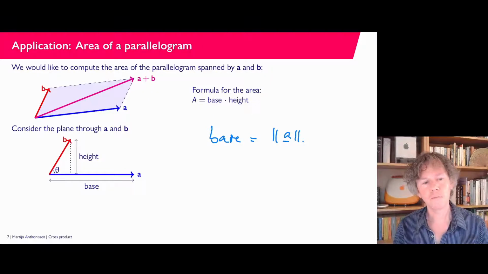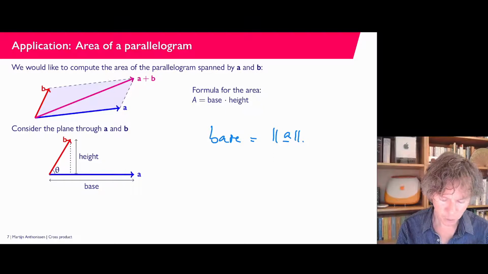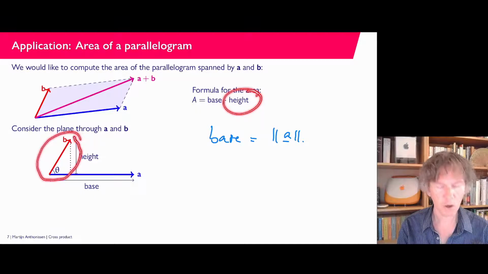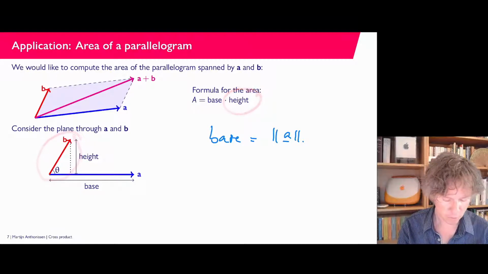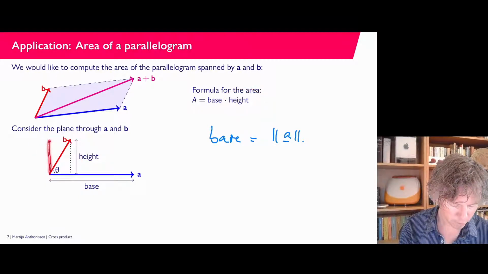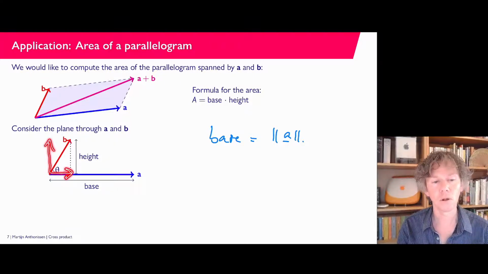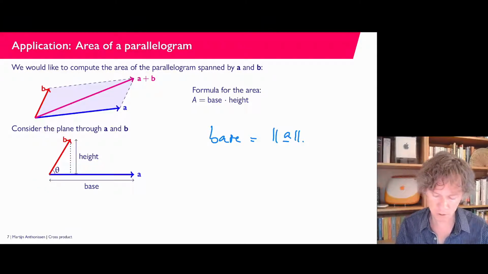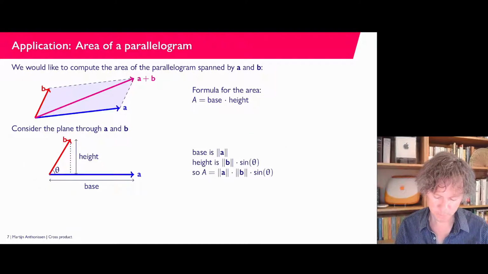For the B vector, what we need is the height. Sorry, for the height, what we need is the component of the B vector. So we need the length of this part. So we can decompose the B vector in a part along A and a part orthogonal to that. And if we have the length of this vector, then we know what the height is. So how can we do that?